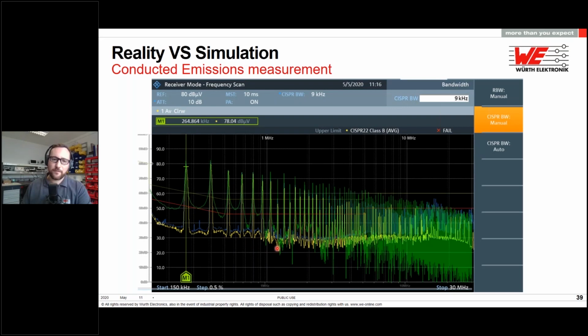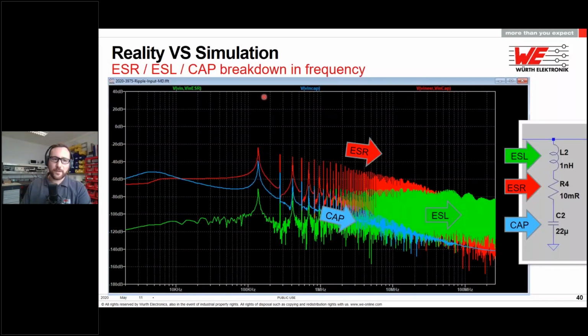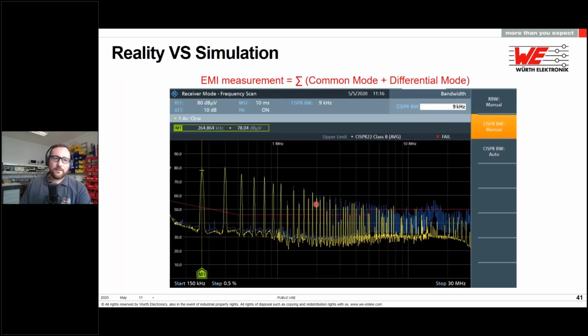But right now we have only implemented a fraction of what is important in the EMC simulation, because here I remind you of the ESL cap breakdown in frequency. We have to model the parasitics and make sure that we go to be more accurate. So the difference between our simulation and the reality is that an EMI measurement is the sum of common mode plus differential mode.